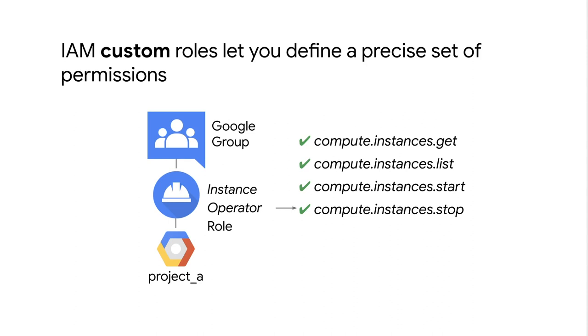A lot of companies use the least privilege model, in which each person in your organization is given the minimal amount of privilege needed to do their job. Let's say you want to define an instance operator role to allow some users to start and stop Compute Engine virtual machines, but not reconfigure them. Custom roles allow you to do that.